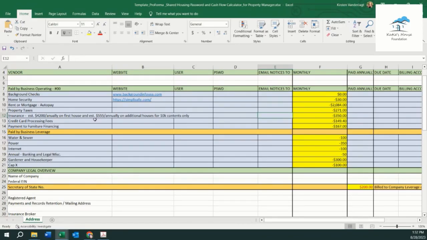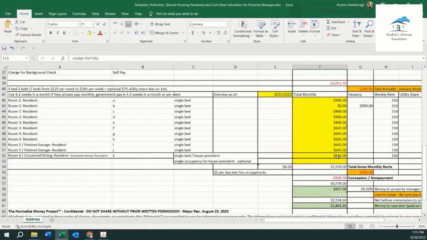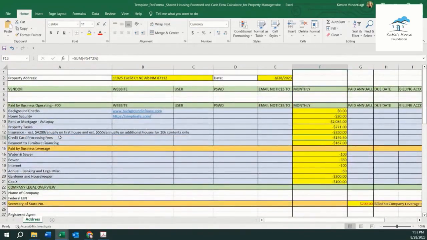All right. Number 13, credit card processing fees. This is actually a formula, so be careful when you're clicking through here not to erase formulas. So that's 2% based on the income from the property. If you do allow your residents to pay online, as a nonprofit, instead of paying about 4% processing fees, we end up paying about 2%.